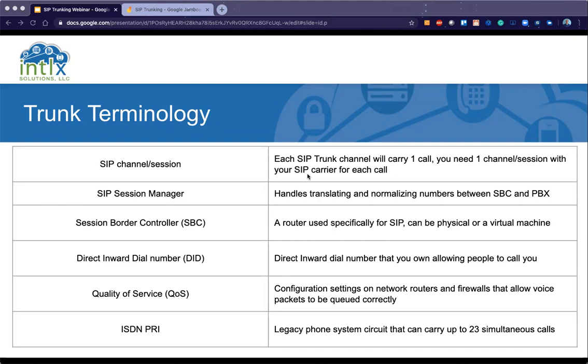There's Cisco, there's Mitel, there's ShoreTel. Different folks have a different way of implementing SIP. When we say a SIP session manager, really what we're talking about is something that, and we'll show this in the next slide, is a way for you to kind of control the routing a little bit better.